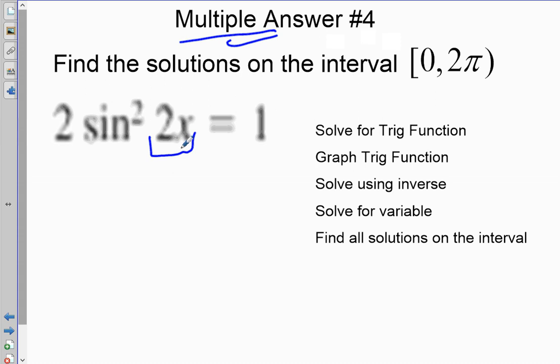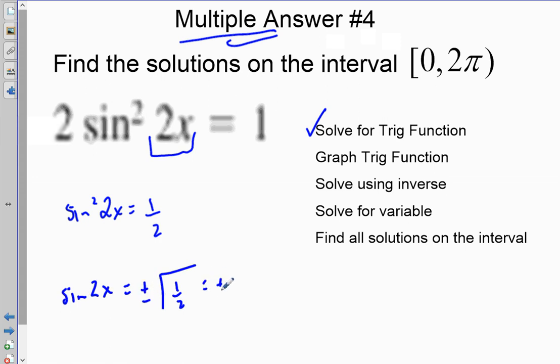So without further ado, first off, when you solve any trig function, use a little algebra and solve the trig function. So we want to get sine squared of 2x by itself. To do that, we're going to divide by 2 on both sides, and we'll have 1 over 2. The next thing is we want to get rid of this square, so we're going to take the square root. So we have sine of 2x equals the square root of 1/2. Remember, when you do the square root, you have to bring the plus and minus. And so that's going to be plus or minus 1 over the square root of 2.